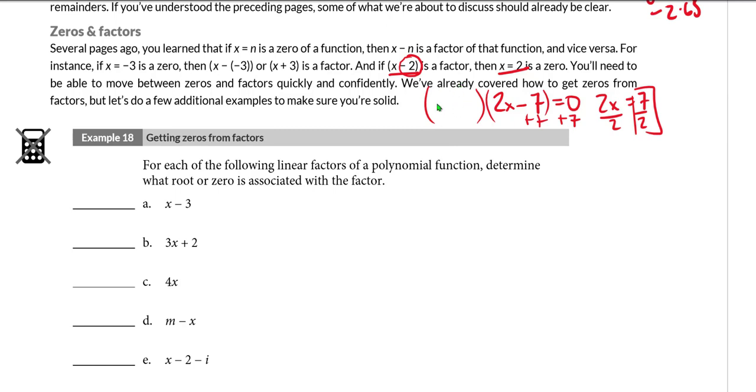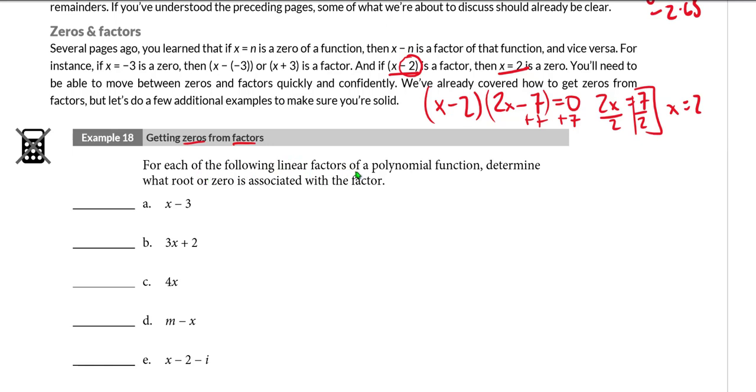Let's say we did have another linear factor over here like x minus 2. We would know that our two zeros were x equals 7/2 and x equals 2. So we're going to run through a bunch of hopefully fairly simple examples right now that will illustrate how we get zeros from the factors. So example number 18, I would pause the video and try to do this one on your own. By this point in our discussion of quadratics and zeros, you should have no problem doing these on your own.